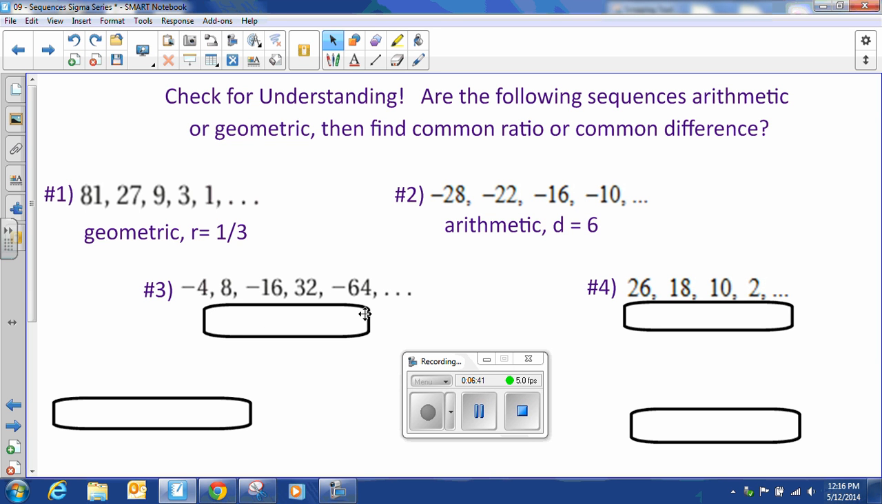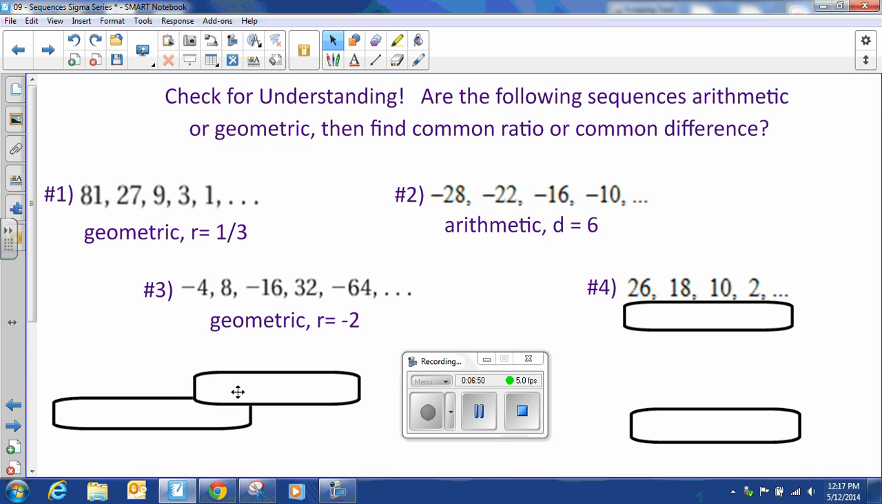a dead giveaway here is how it alternates from negative to positive, negative to positive. So you know the common ratio must be negative. This is obviously geometric, and it's negative 2, because negative 4 times negative 2 is positive 8. 8 times negative 2 is negative 16, so on and so forth.